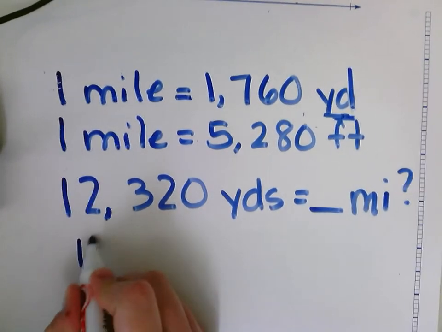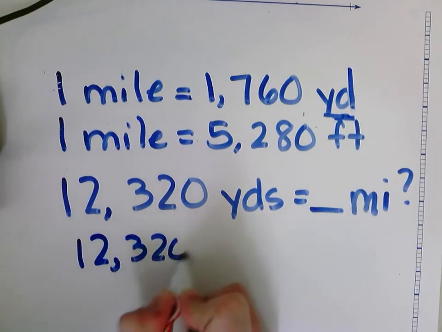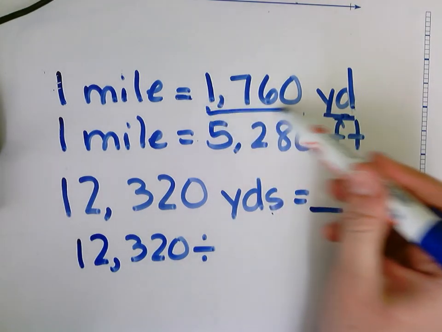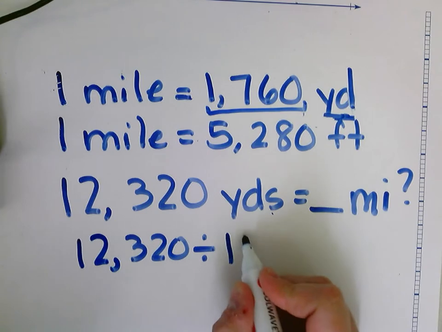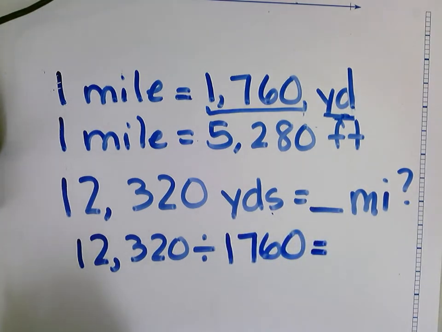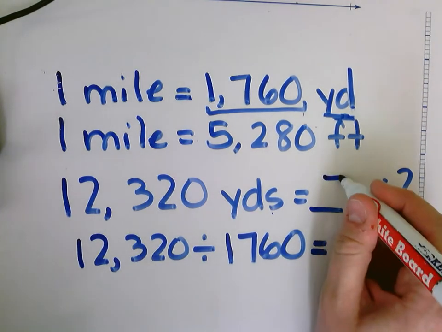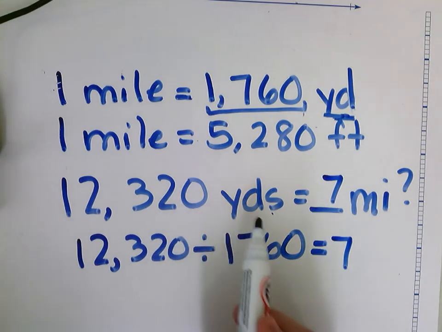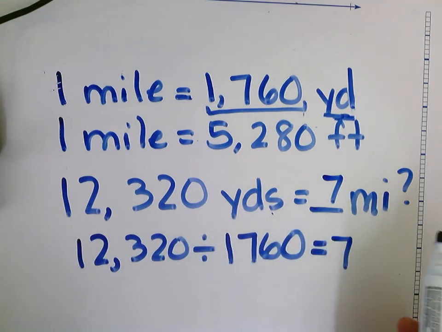So I'm going to divide 12,320 by, I'm using yards, so I need to use the number of yards in a mile, 1,760. Again, we want to use our calculators for this problem. So you're going to do 12,320 divided by 1,760, and you will get 7 miles. So 12,320 yards is equal to 7 miles.